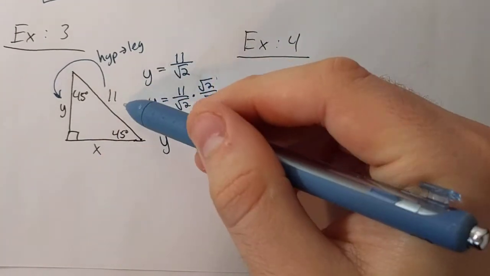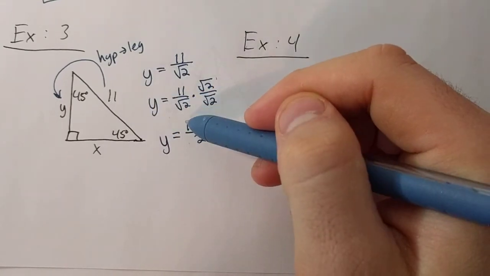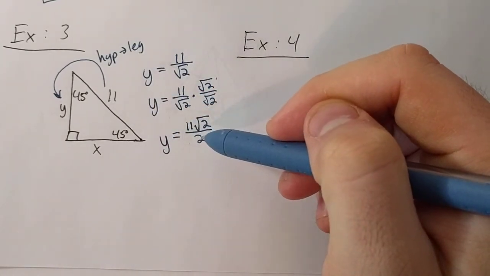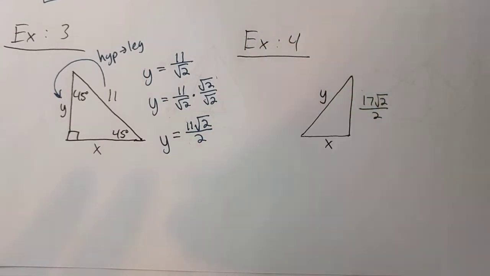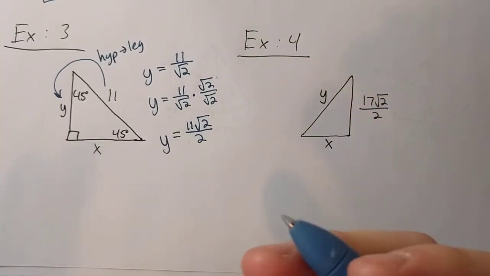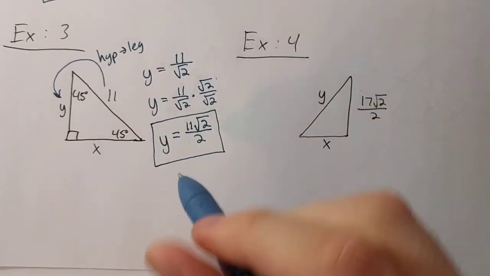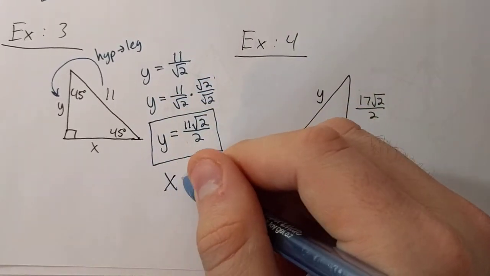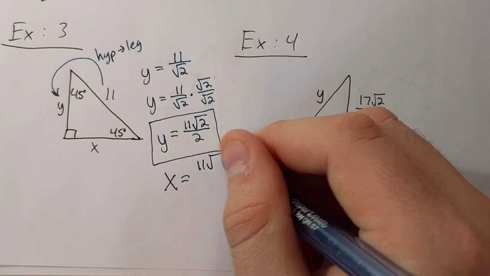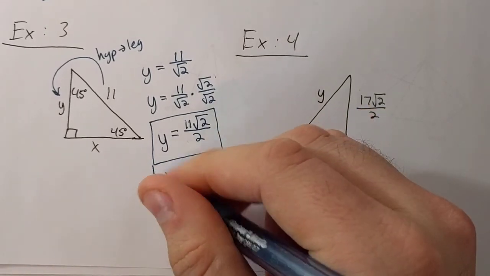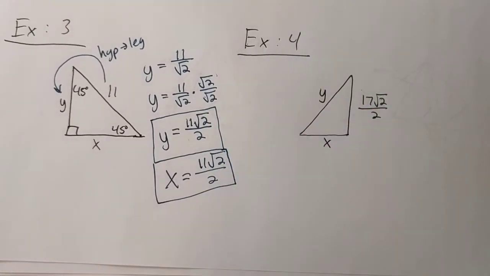But let's say, for example, this hypotenuse was 10 and that was 10 over 2. You would simplify that to 5. So whenever you can, simplify, but sometimes, like in this case, you can't. So we're going to leave it as 11 root 2 over 2. x is going to be the exact same because it is isosceles. And we only need to do the work once, so I'm just going to copy down the answer for the second leg.